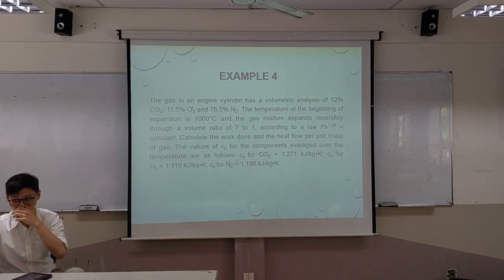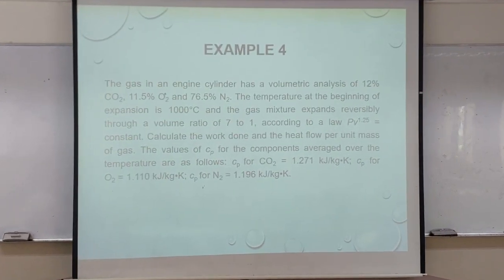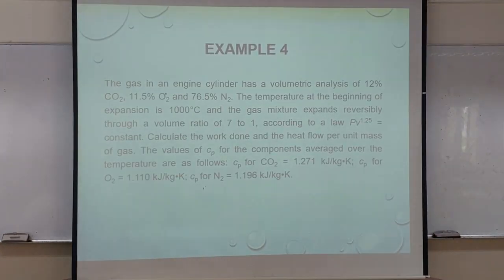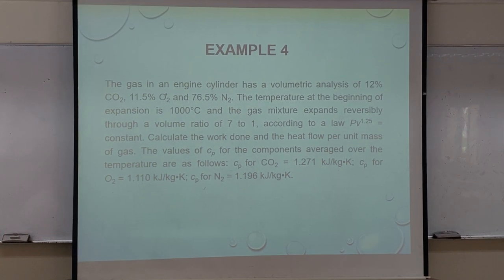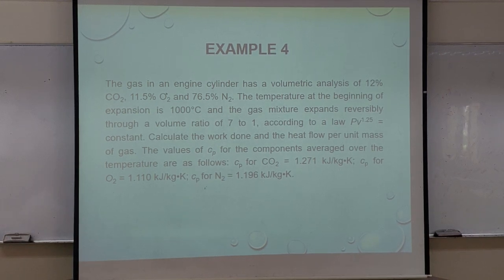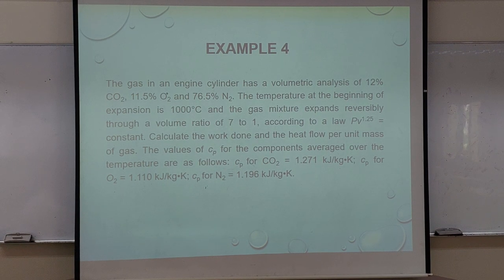Chemistry starts with Thermo. Alright, so here we have a gas in an engine cylinder with a volumetric analysis of 12% CO2, 11.5% O2, and 76.5% N2. The temperature at the beginning of expansion is 1000 degrees Celsius, and the gas mixture expands reversibly through a volume ratio of 7 to 1.